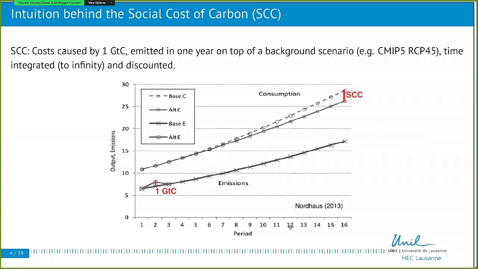Now, just for those of you who are not so familiar with economics, just one quick slide. What people use in terms of carbon tax is typically also referred to as the social cost of carbon. The social cost of carbon is, loosely speaking, the cost that is caused by an extra ton of carbon emitted on top of a background scenario. You could imagine, if I emit an extra ton of carbon, it will trigger a fraction of a flood somewhere that will cause some economic cost. And this is the social cost of carbon that we want to be able to compute.